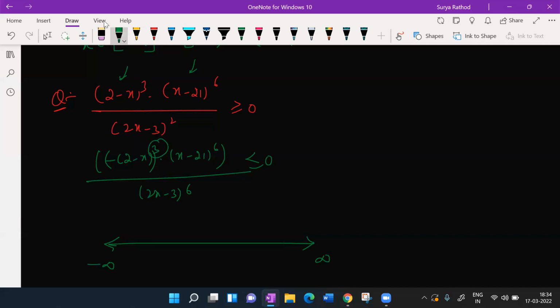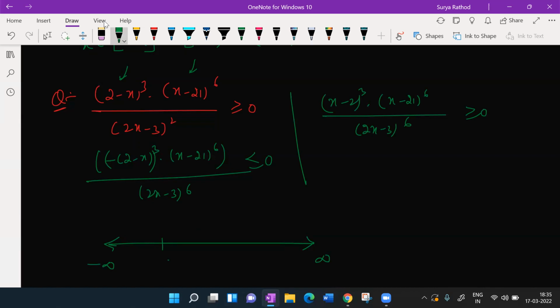We have odd power here. Whenever you have odd power, the sign changes. So it becomes what now? (x minus 2) whole cube into (x minus 21) whole to the power of 6, divided by (2x minus 3) whole to the power of 6, greater than or equal to 0. Okay. So now plot on the number line.